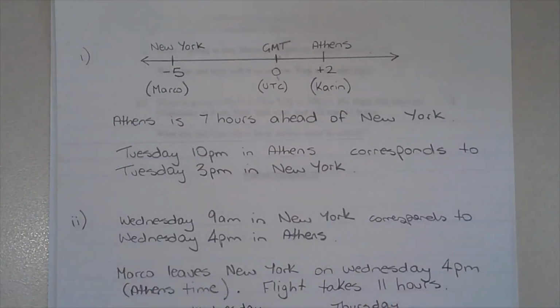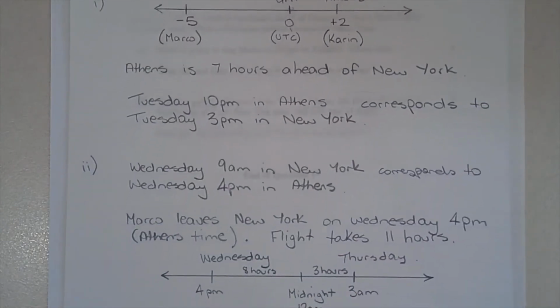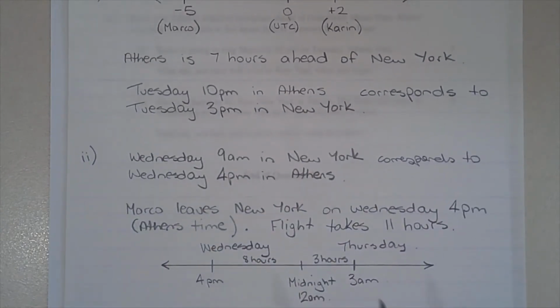Again, we can visualize this with a number line. Now, I've drawn a slightly different number line here. So in the middle here, I've indicated midnight, 12 a.m., and it's Wednesday on this part of the number line. So this is Athens time, and obviously past midnight, it becomes Thursday. So Wednesday, 4 p.m., the plane takes off and takes 11 hours, obviously to fly from New York to Athens.